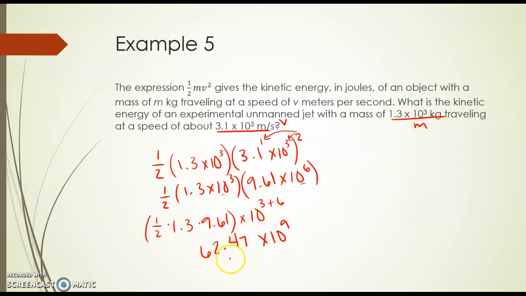Now keep in mind, in scientific notation, we are only allowed a single digit in front. So I need to move my decimal back 1, which means I'm going to add 1 to my exponent, because that's one more move I'm going to have to go if I made this in standard form. So this would be 6.247 times 10 to the 10th power. So just kind of keep that in mind. If it is not a single digit in front of the decimal, you just have to move it. And if you move it to the left, you add. And if you move it to the right, you subtract.